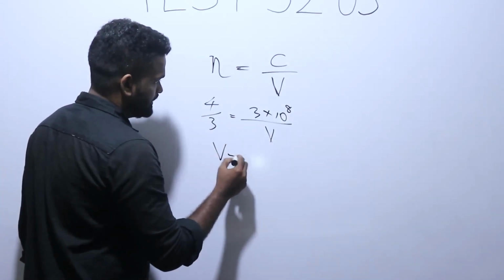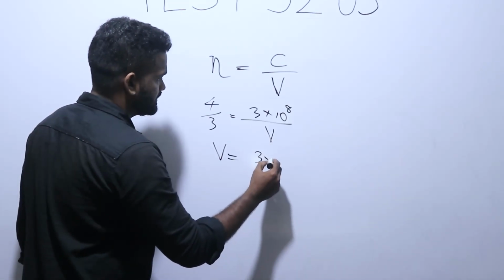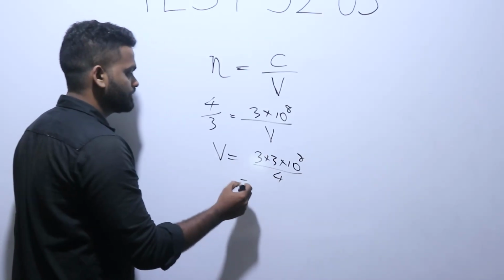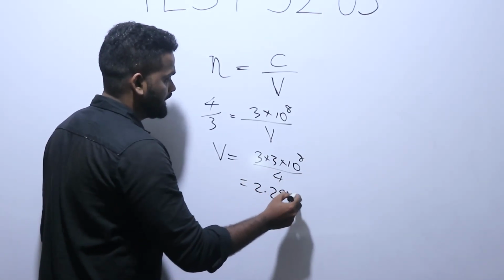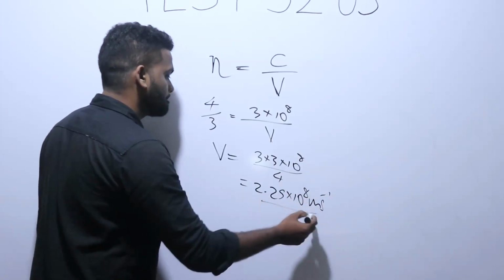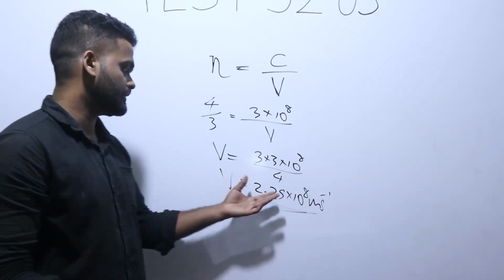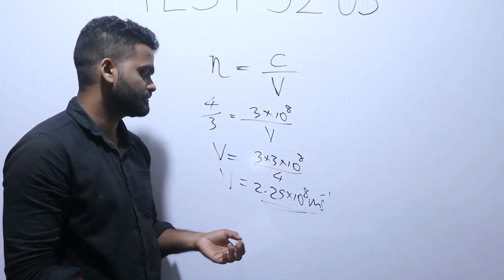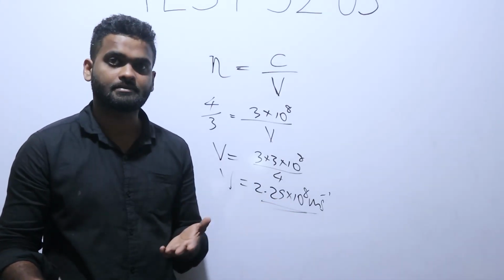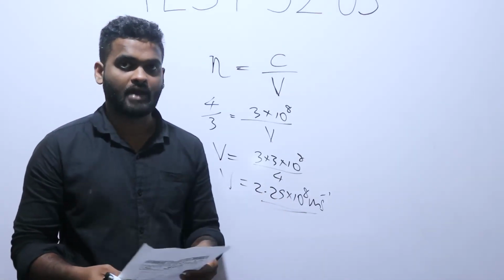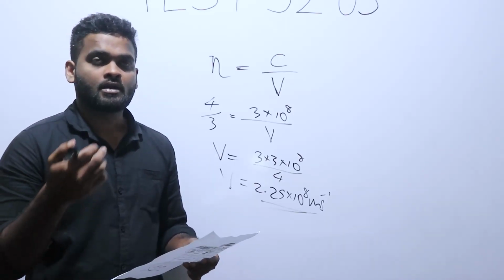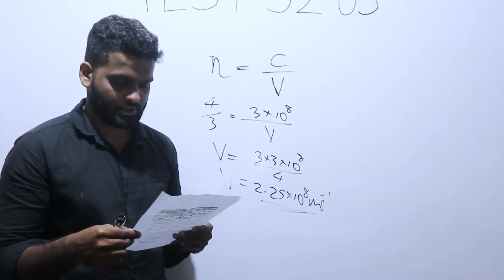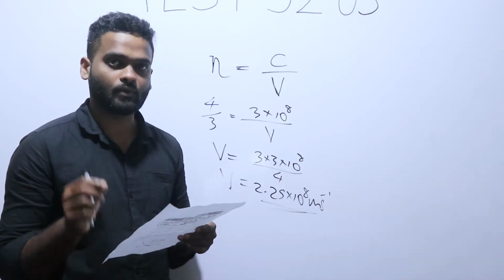Okay, cross multiply. V goes to this side, 4 goes to the other side. 3 times 10 to the power 8 divided by 4. 9 divided by 4 is 2.25 times 10 to the power 8 meters per second. So in water, the speed of light is less, 2.25. So it is a denser medium compared to a vacuum or air. So the answer should be the first one for the 14th question.